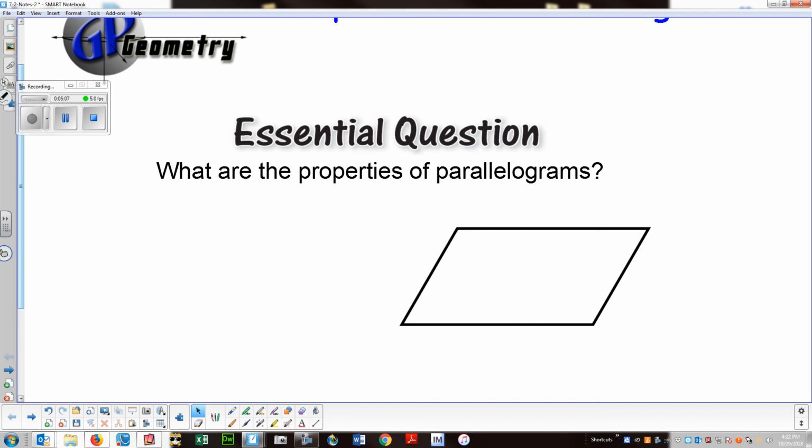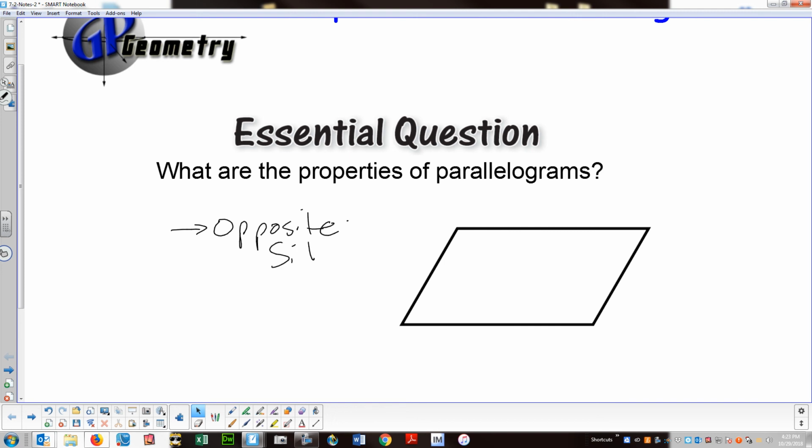Here we have a parallelogram. The definition of a parallelogram is that opposite sides are parallel. Okay, that is the definition. Opposite sides are parallel. Okay? And we have some ways to note that. Opposite sides are parallel. We put these arrows like this, and that's going to mean that those two sides are parallel.